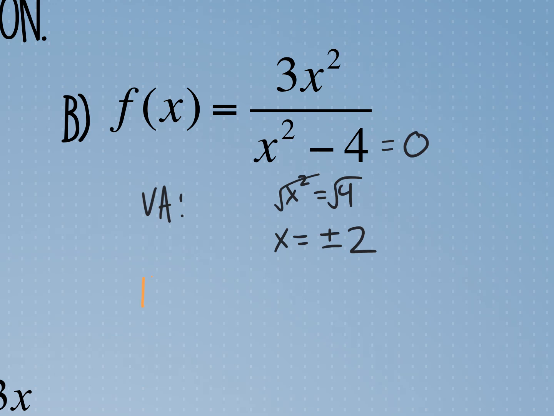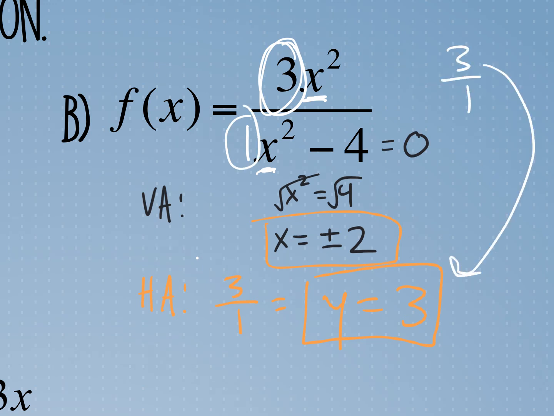Now let's find our horizontal asymptote. I'm looking at the degree for horizontal asymptote. They're both the same. So what do I do? 3 over 1. Awesome. So y equals 3. Since this is x squared and this is x squared, you're looking at 3 and you're looking at 1. So 3 over 1 gave us 3.